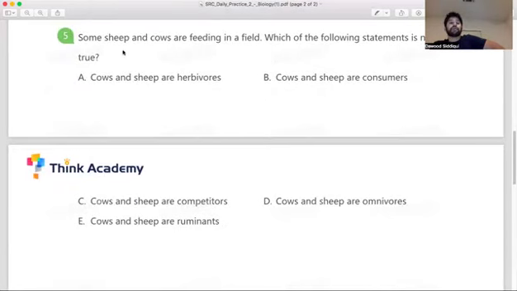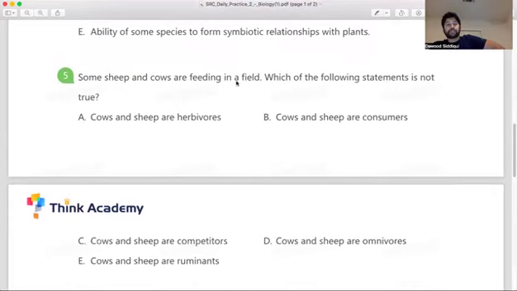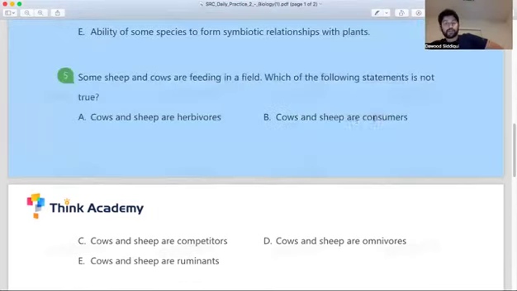Lastly, number 5, some sheep and cows are feeding in a field. Which of the following statements is not true? So A, cows and sheep are herbivores. So that is a true statement, right? They're going to be eating grass, for example. B, cows and sheep are consumers. That is also a true statement.